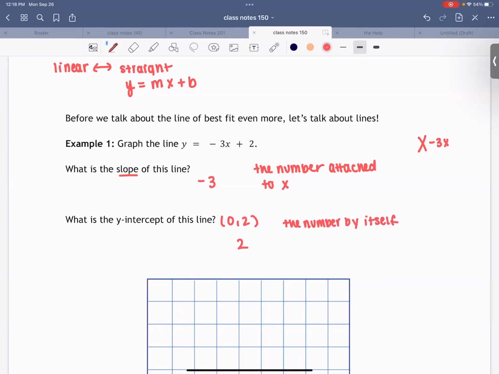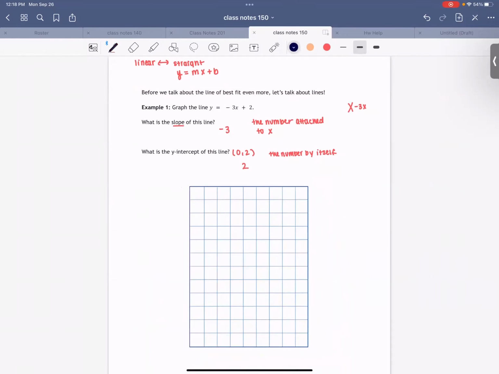Okay. So let's just go about trying to draw this line. I have a little graph for you. And let me just set this up.